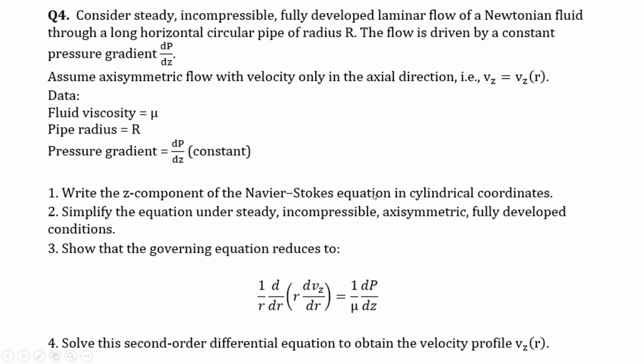Now let's move to our last question. Consider steady state incompressible laminar flow of a Newtonian fluid through a long circular pipe of radius R. The flow is driven by a constant pressure gradient dp by dz. Assume axisymmetric flow with velocity only in the axial direction, that is Vz is equal to Vz of r. The fluid viscosity is mu, as the data is same as the previous question, and the objective is also the same as the previous question.